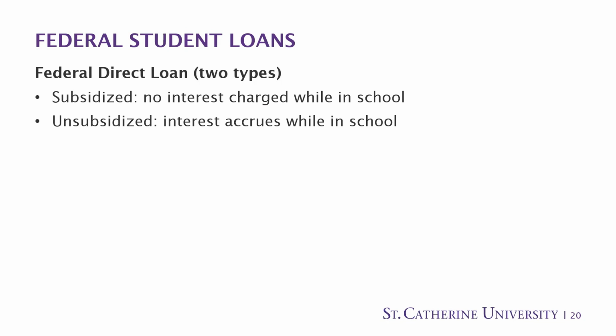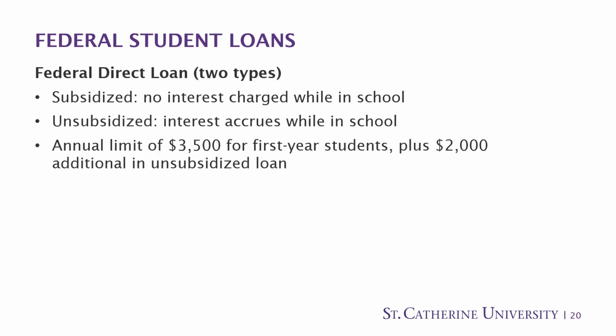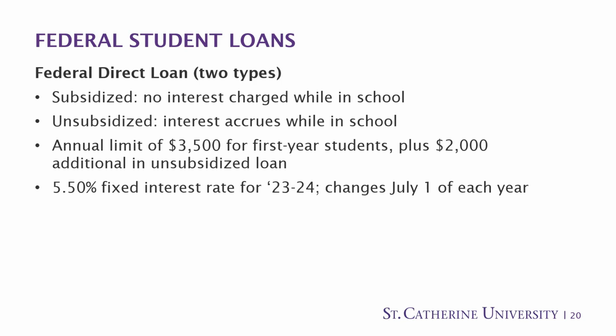Subsidized loans are need-based and do not accrue interest while a student is in college. Unsubsidized loans, on the other hand, are not need-based, but do accrue interest while a student is in college. There are annual limits on the maximum amount of subsidized and unsubsidized loans a student can borrow as well. Interest rates on both of these loans are fixed, meaning the rates do not change once borrowed.